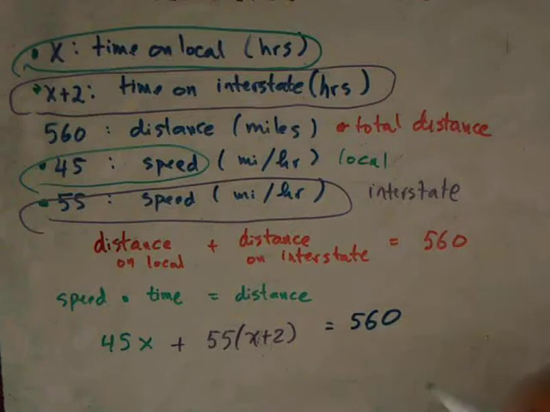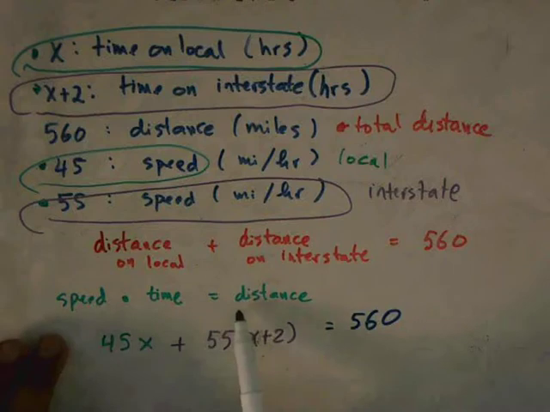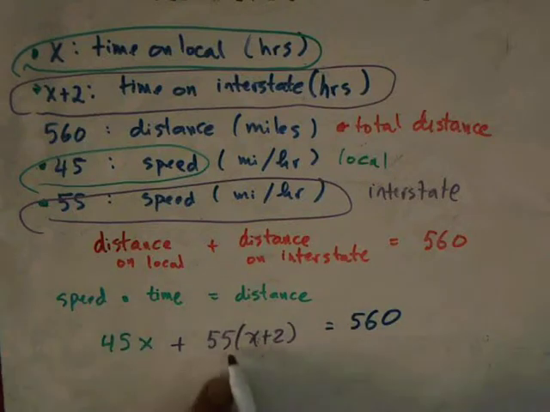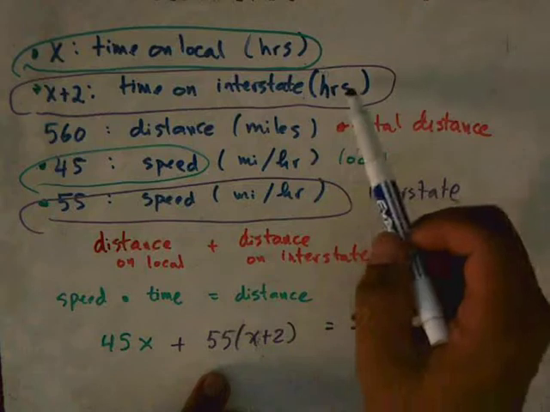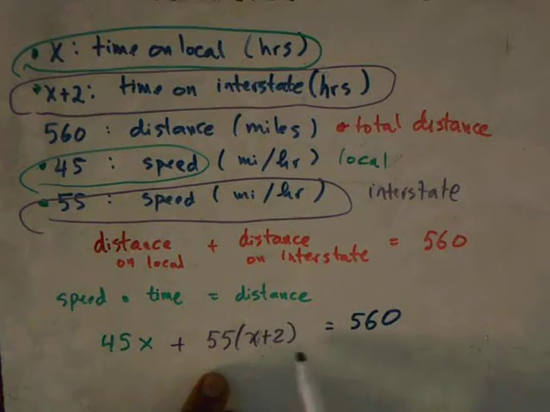Once you get to this point, this is the toughest part. After this, you can solve this as a fairly basic algebra problem. But once you get to this point, you should think back a little bit. Do all the units make sense? 560 is a measure of distance. 45 is speed times time, which also gives us distance. 55 is speed, x plus 2 is time. Multiply those two together, that also gives us distance. So I have distance plus distance equals distance. So the units make sense.